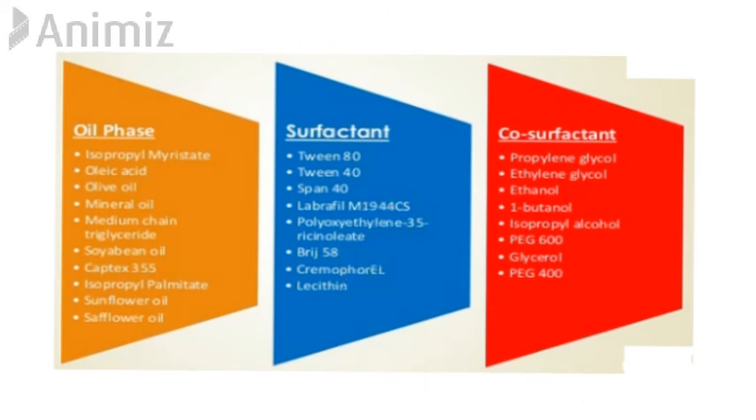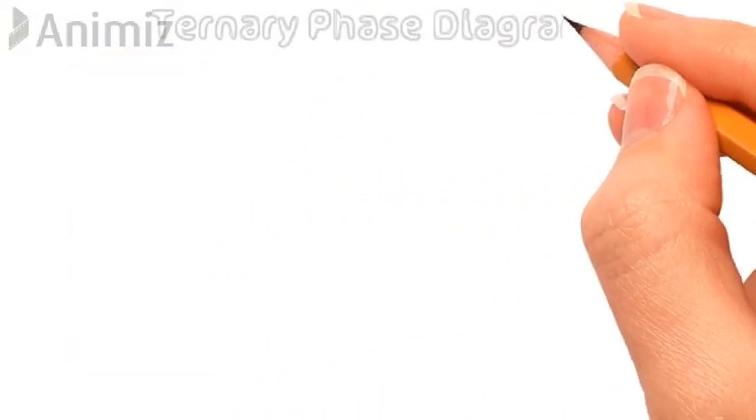Here is a list of commonly used oil, surfactants and co-surfactants in a microemulsion formulation. To formulate a microemulsion, we need to prepare a ternary phase diagram.